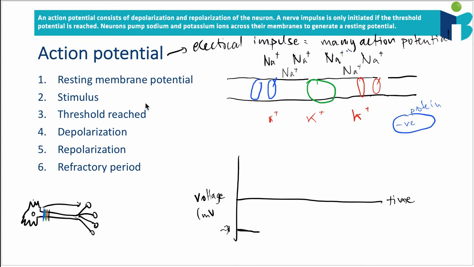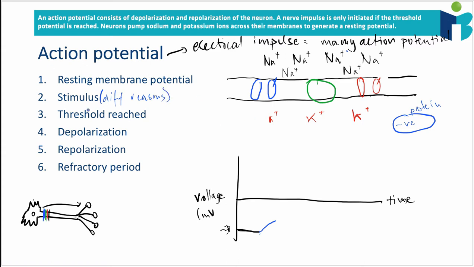Okay, now when the cell is not doing anything, it is at what we call resting membrane potential. Then what will happen is that there will be a stimulus. What this means is that the inside of the axon, remember the voltage always refers to the inside of the axon, is going to increase in voltage, okay? Now there are different reasons for this stimulus.